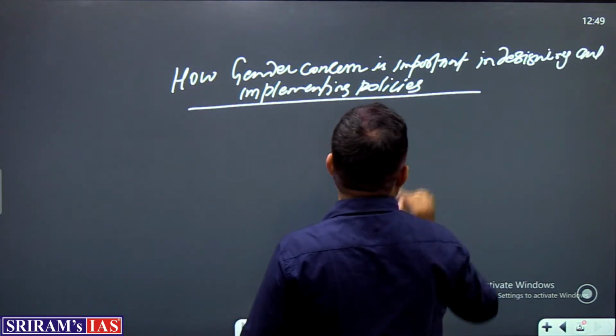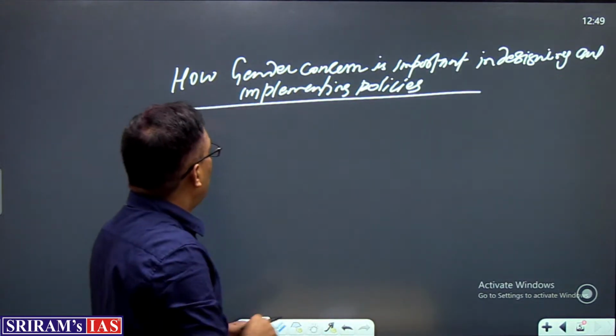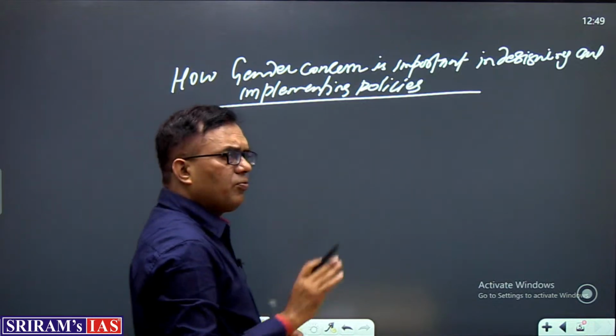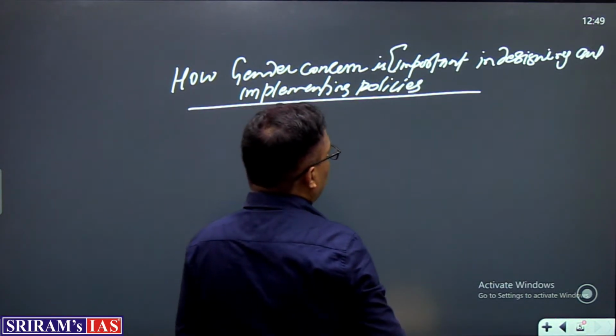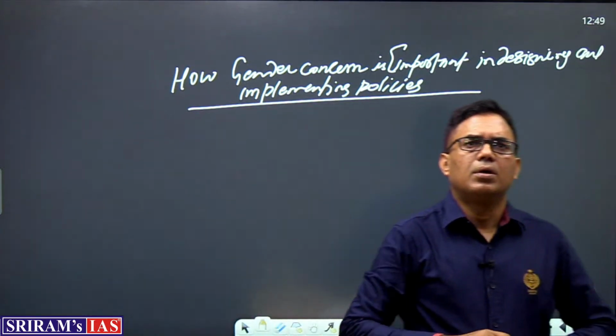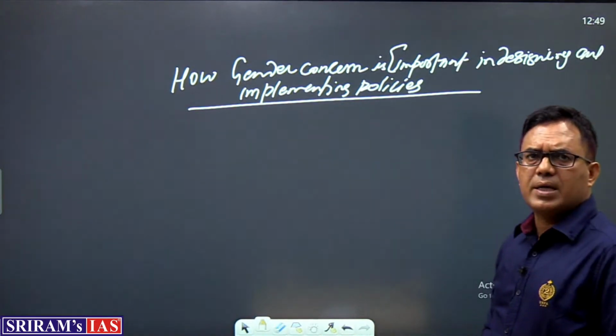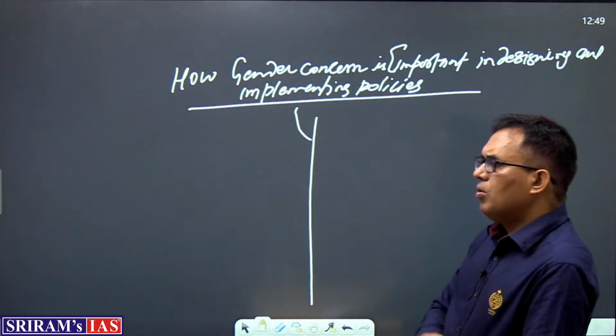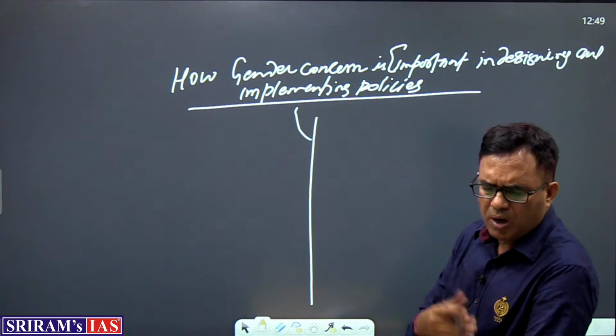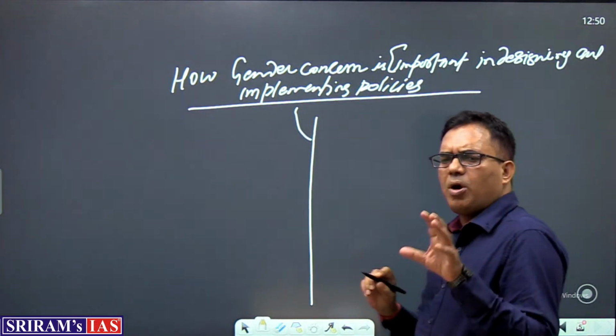Designing and implementing policies. This part of your answer is where you will frame the body structure. You will start from here, with the importance of gender concern in designing and implementing policy. What is required over here? Why? How is it important? In what way can we say so? Many problems of women.